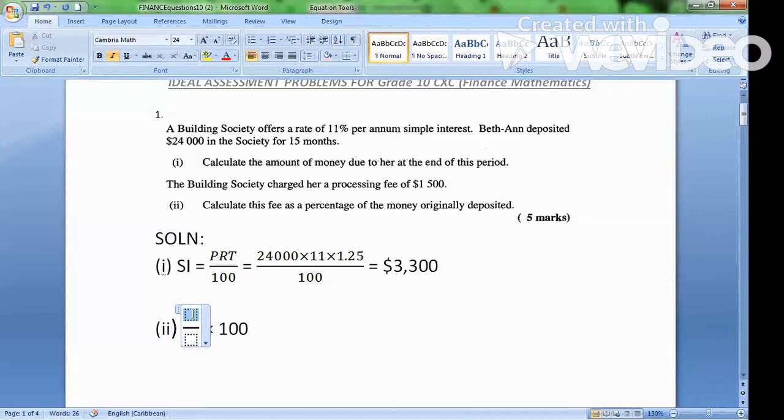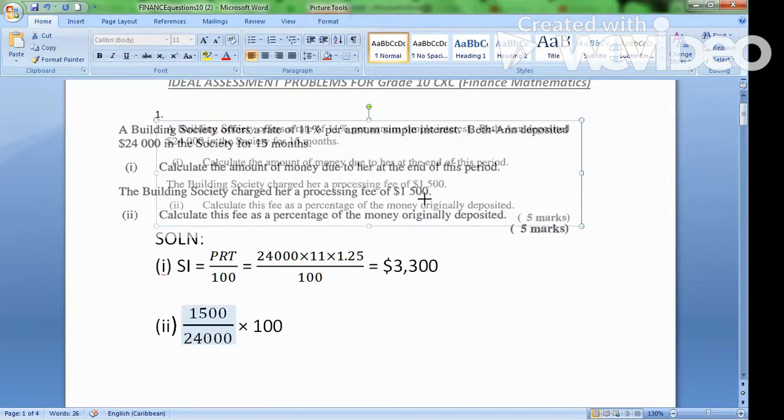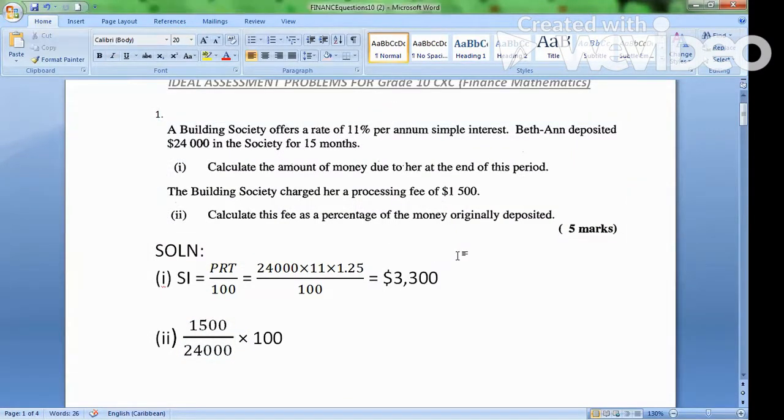No. I was thinking it would be 1,500 over the 24,000. Very good. Yes, you're correct. But look at it. It says calculate. Look at the question. Calculate what? What does it say? This fee. What is this fee? How much? It's 1,500. Oh, right. As a percentage of the money originally deposited.